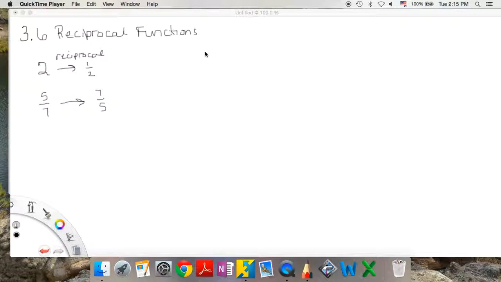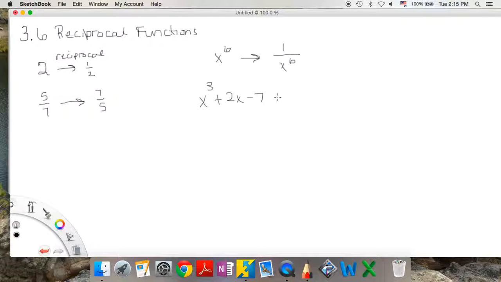So if you have a function, like say you have x to the 6th, its reciprocal would be 1 over x to the 6th. Or if you have x cubed plus 2x minus 7, its reciprocal is 1 over x cubed plus 2x minus 7. Now, remember, this is absolutely not equal to splitting it up like this. That is not the same thing. It is totally different. If you have a polynomial on the bottom, you've got to keep it all together like that.